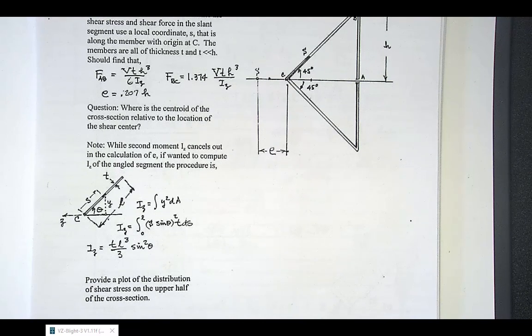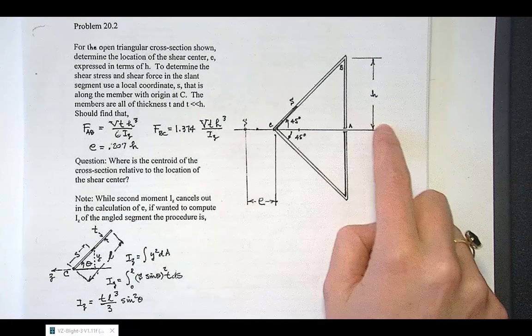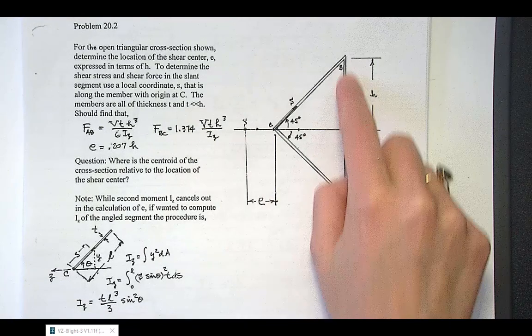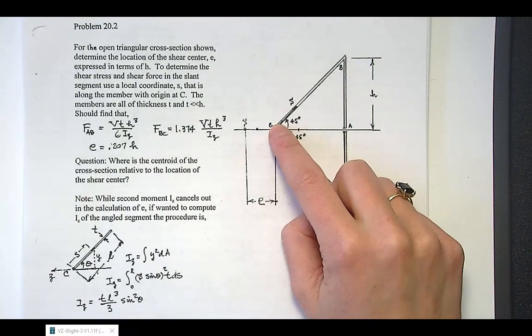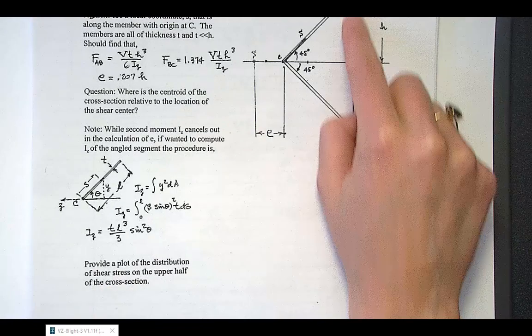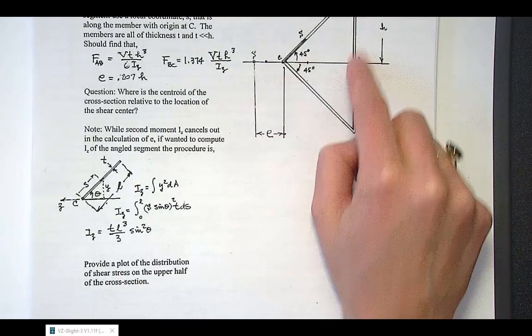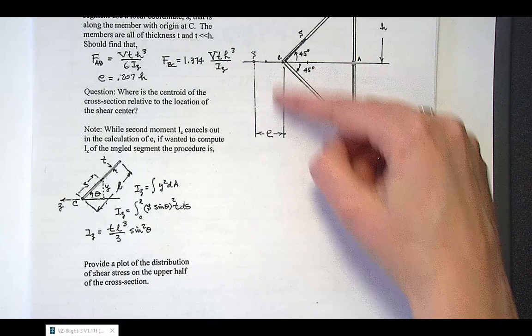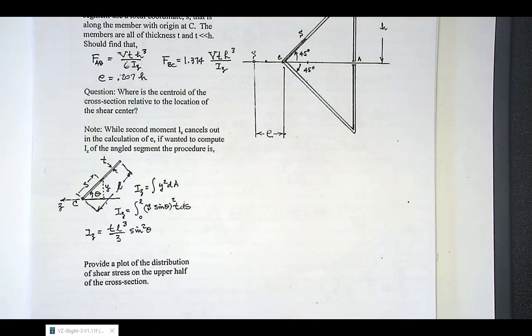So you're trying to find both of those items. And then also, just as a reminder, because it's symmetric about the neutral axis, you really only need to find the distribution of shear stress for two segments, A, B, and then B, C. And then it's just going to be mirrored over the neutral axis. So don't do a ton of extra work here. Make use of symmetry.